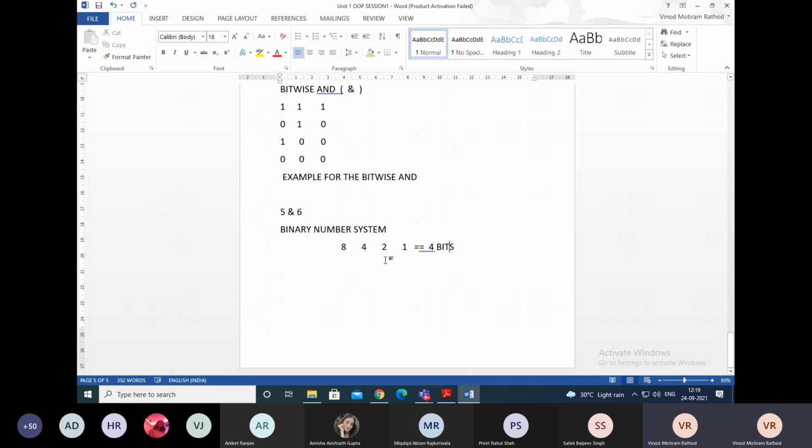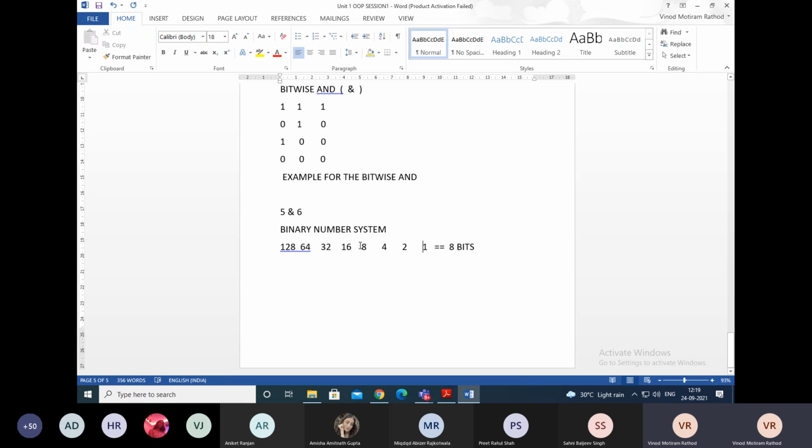Whenever I have to represent more, it may be 8 bits also. You just have to increase the power. If I increase the power, I will get 16, then 32, then 64, and then 128. So these are the 4 bits, and these are the other 4 bits. The total becomes 8 bits. But we will consider only the 4-bit system.